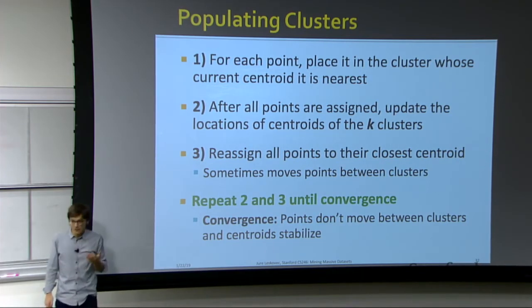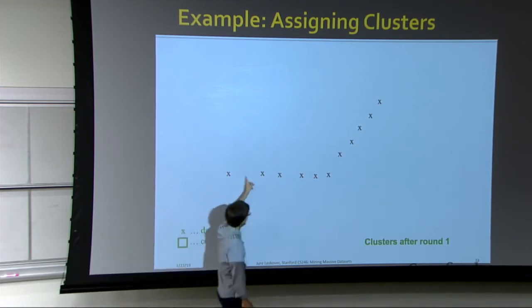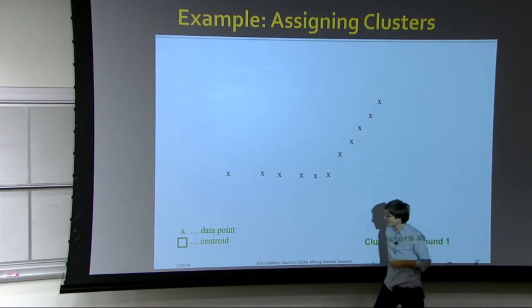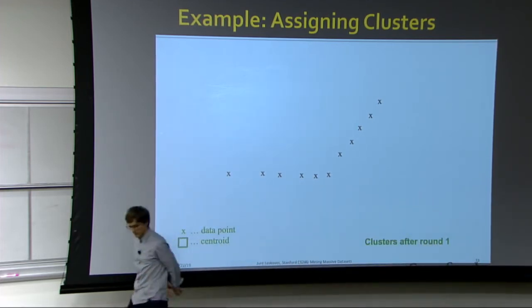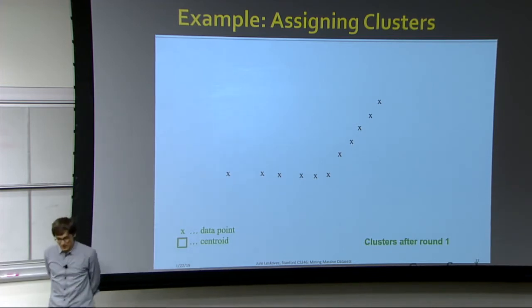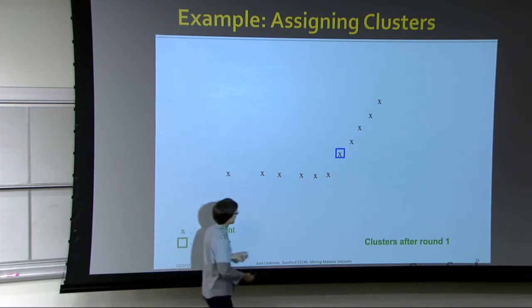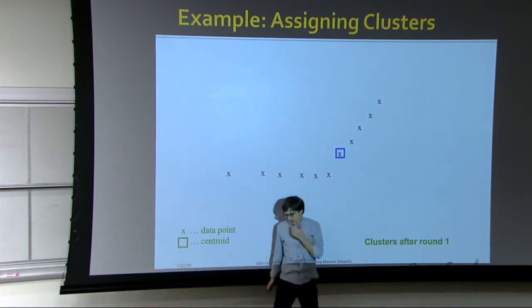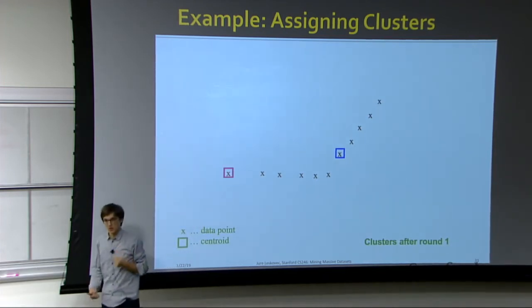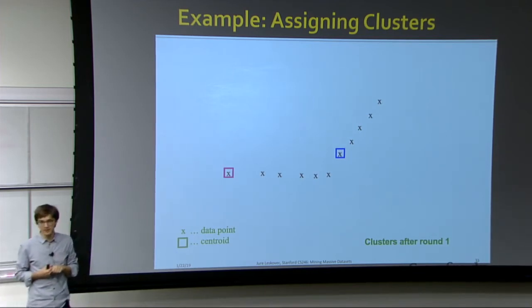So now I want to give you an example of how this would work. Imagine this is my data set, this kind of hockey stick data set. Every x is a data point in 2 dimensions. And imagine the square that will appear is a centroid. Imagine somehow we decide that for one cluster, the centroid will be here, and for another cluster, the centroid will be here. So I have 2 centroids, somehow unfortunately picked, but that's what we picked.